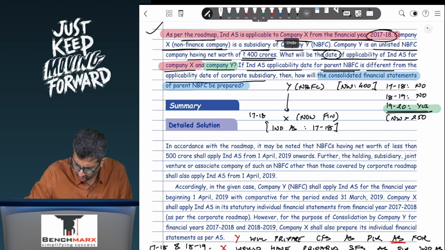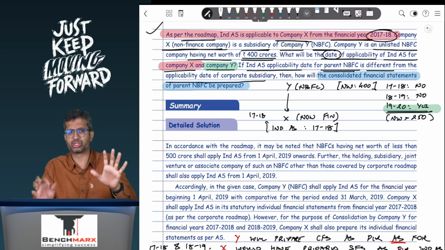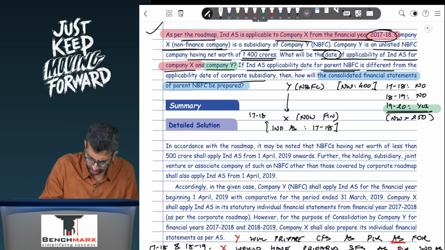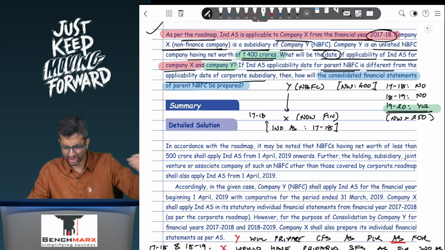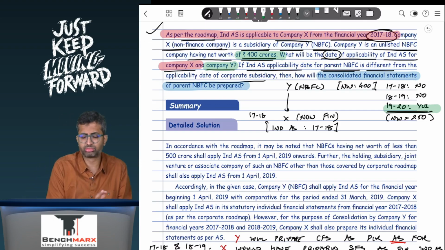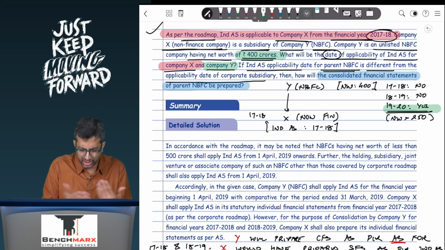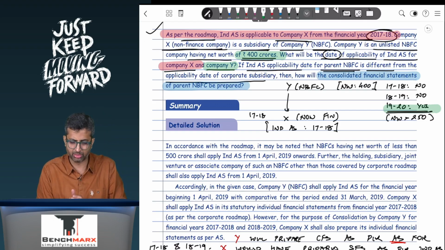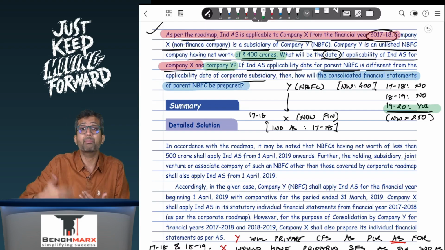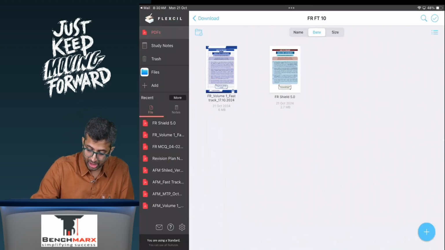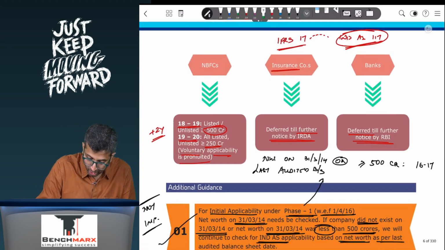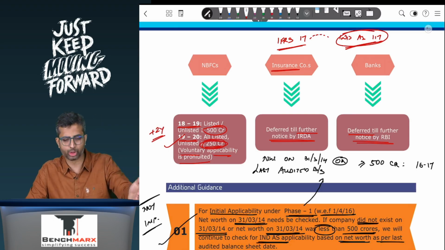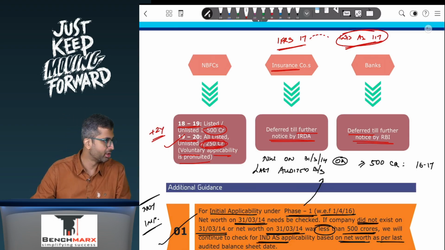Remember NBFC, I will look at independent application. If the net worth is greater than 250 crores, because the net worth was 400 crores. Now one can always argue that I don't know the net worth as of 31st March 19, assuming that net worth continues to remain the same at 400 crores because it is greater than 250 crores. When I look at the NBFC roadmap, for the year 19-20, if the net worth is greater than 250 crores, which is the case over here, then Ind AS will become applicable. Are we clear with this?